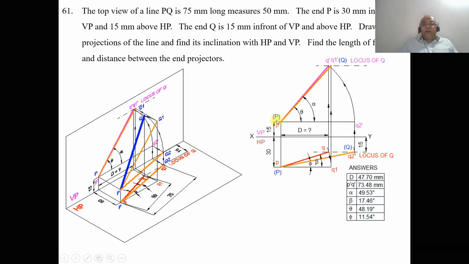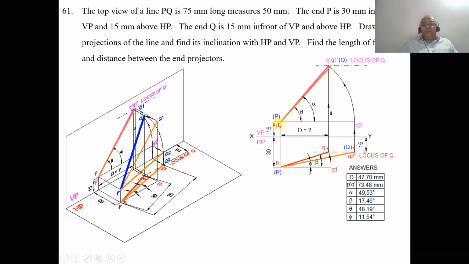P dash is above HP by 15 mm. Therefore, Q2 dash should also be above HP by 15 mm. Then only the line will be parallel to HP, because he says it is the true length in the horizontal plane. So from Q2, you draw a vertical projector such that it is going to touch the locus of Q in the front view, and you mark this point as Q2 dash.